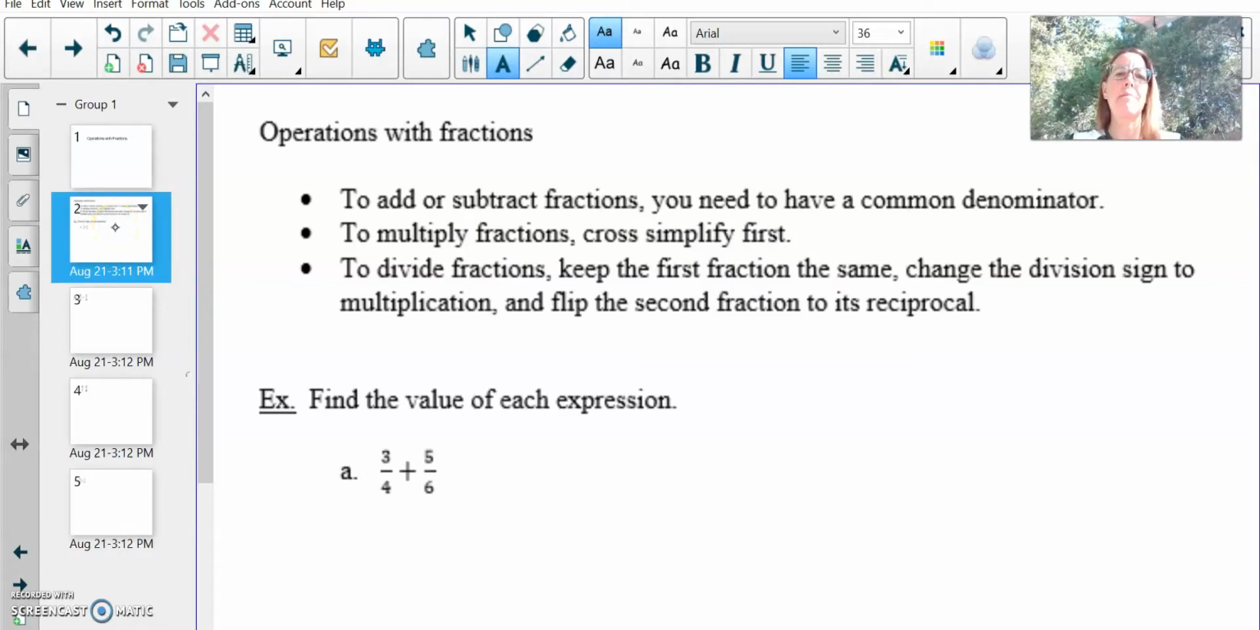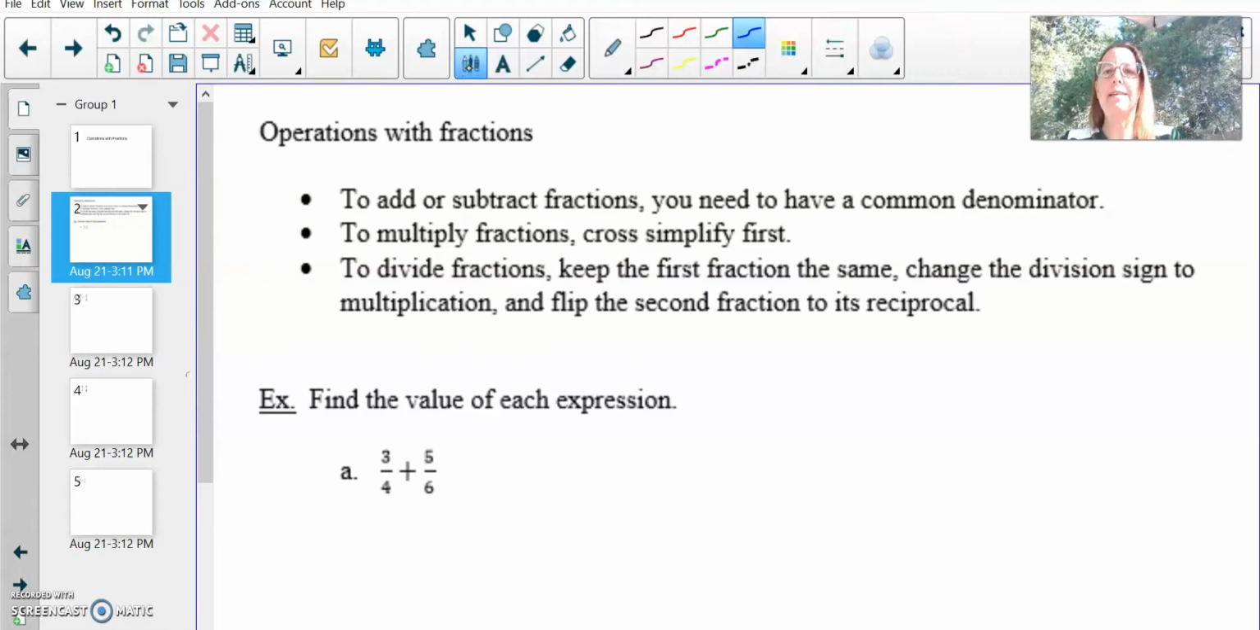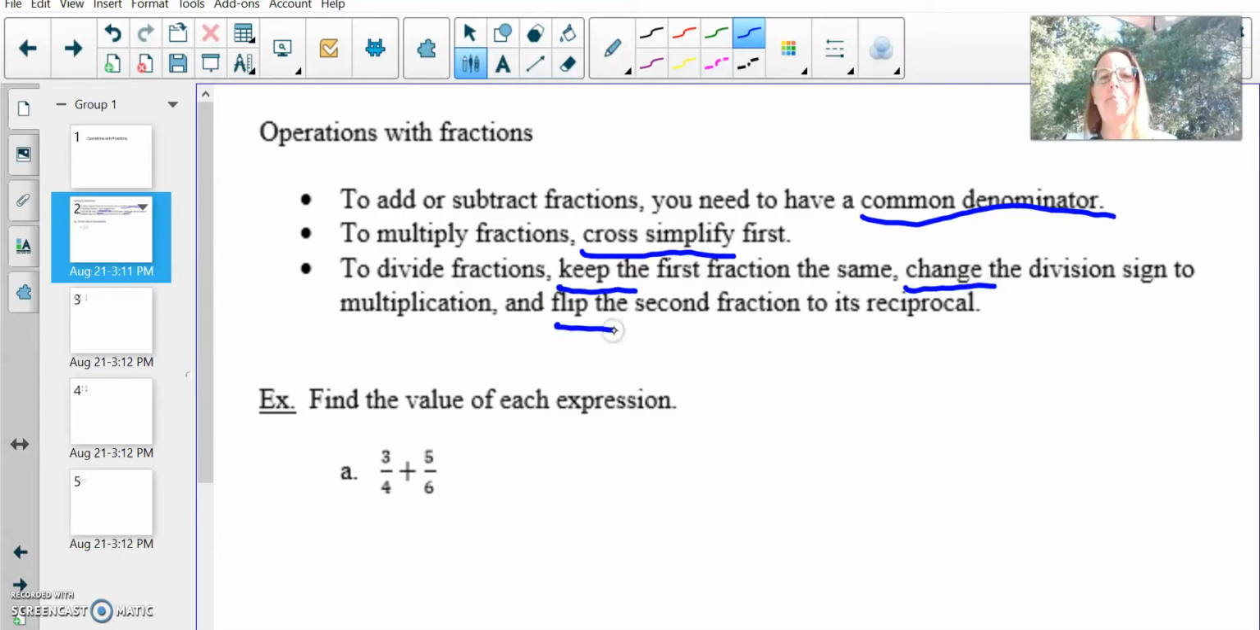So remember to add fractions, you have to have a common denominator. To multiply fractions, cross-simplify first. To divide fractions, keep the first fraction the same, change division to multiplication, and flip the second fraction to its reciprocal. So many of you will remember this as keep, change, flip.